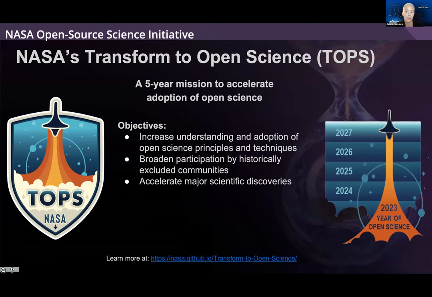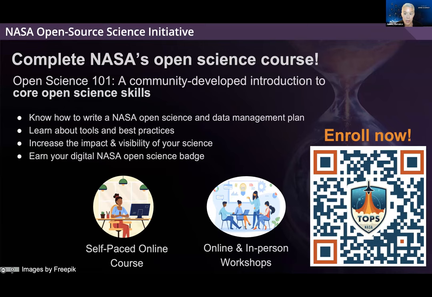As has already been ably discussed here, open science principles embrace transparency, collaboration, and participation. Recognizing this, TOPS has been designed to support the community through engagement opportunities, through resources, incentives, and coordination. The TOPS mission is to inspire and empower scientists, researchers, and communities to embrace open science as a catalyst for positive change.